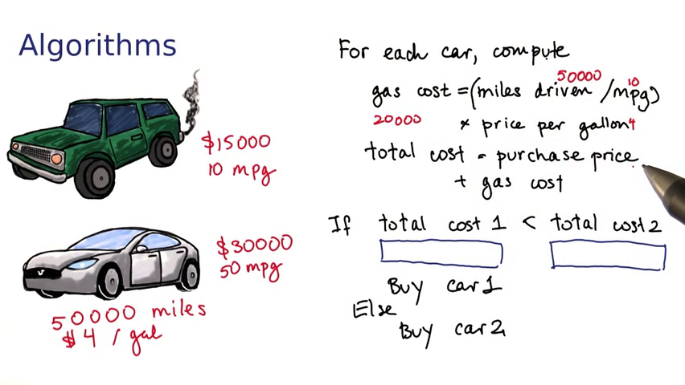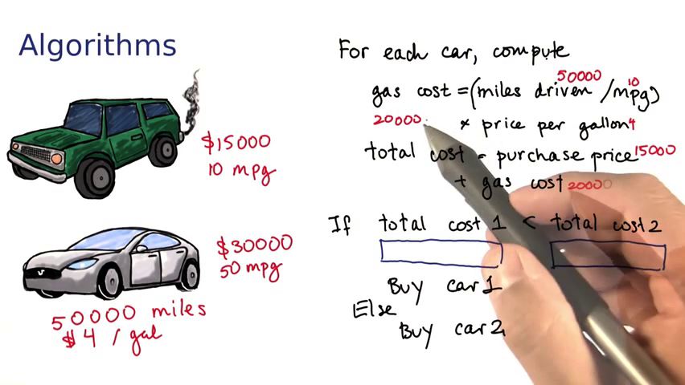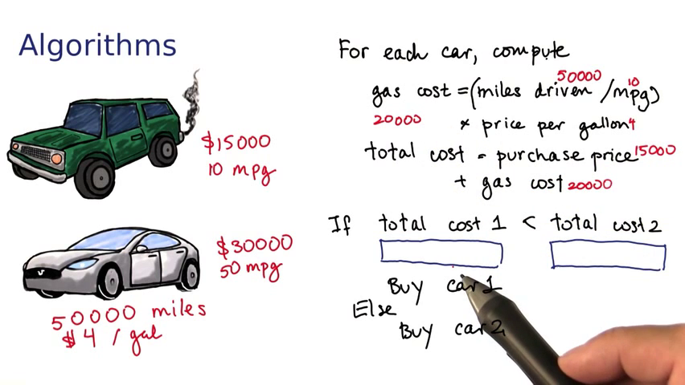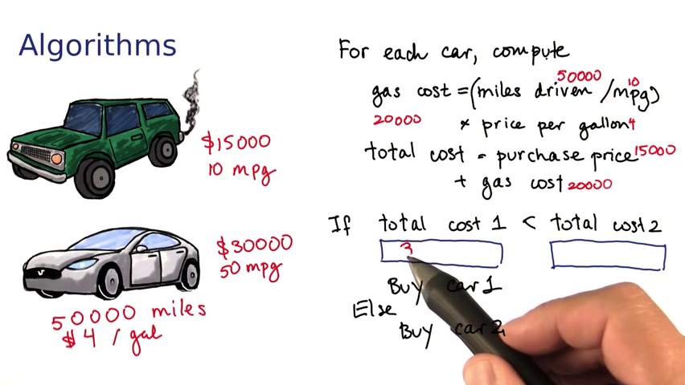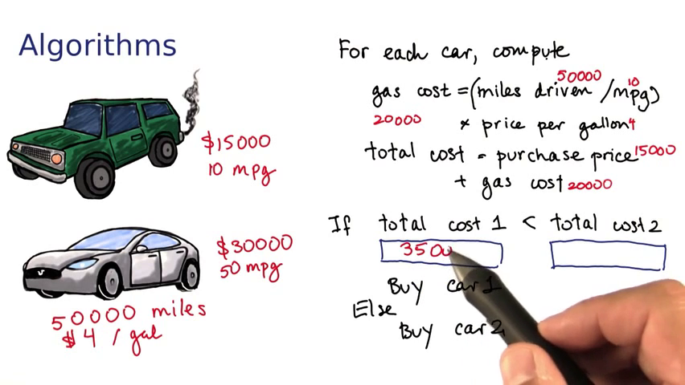Now moving on to the next step, the purchase price for the first car is 15,000, plus the 20,000 from over here gets me a total cost of 35,000 over the lifetime of the car.